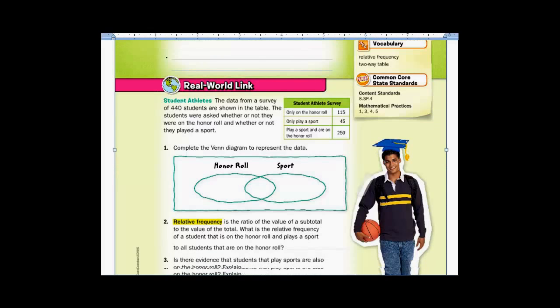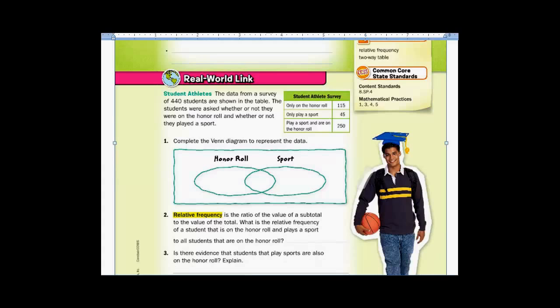Whenever you talk about that, we can compute the relative frequency. It's the ratio of the value of the subtotal to the value of the total. So we would say relative frequency of honor roll would be how many kids are on honor roll, 115, divided by the total of 440. Or how many people only play a sport, which would be 45, so 45 divided by 440.